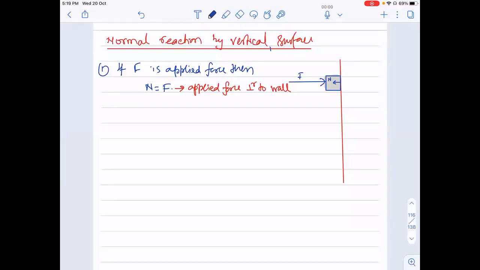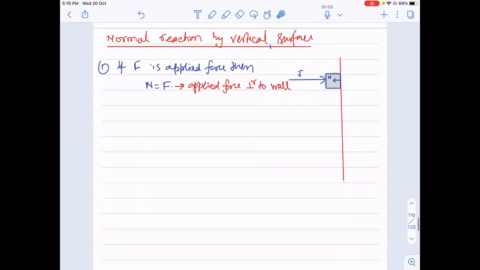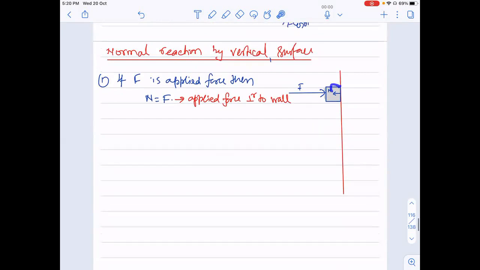Yeah. So normal reaction in case of vertical surfaces will be how much? Whatever horizontal force we apply perpendicular to the wall, that much normal reaction will come, and it will be equal to F, which is the applied force perpendicular to the wall. If we apply the force at an angle, then the component perpendicular to the wall, F cos theta, that much will produce the normal reaction. But here the force is applied perpendicular, so there is no problem. F is equal to normal reaction, it will be F.